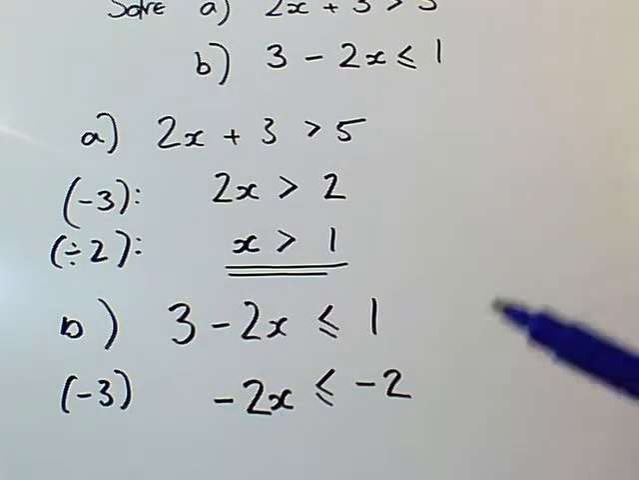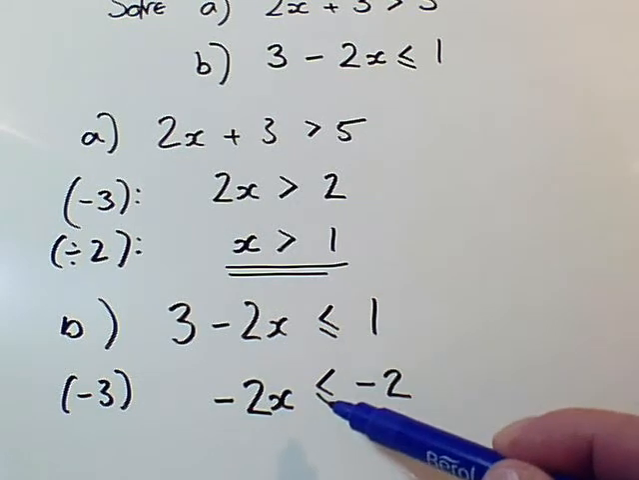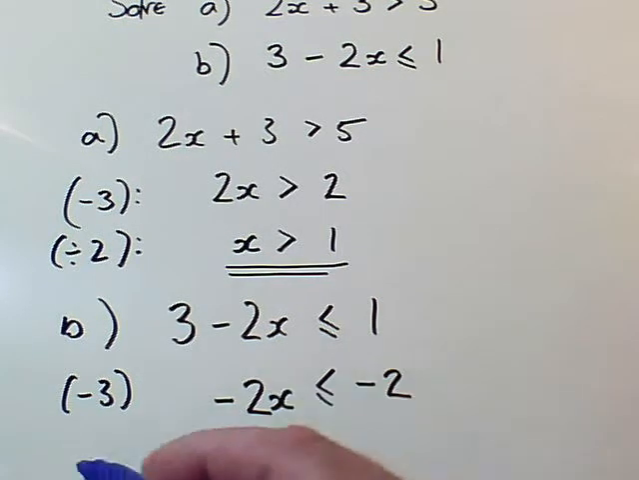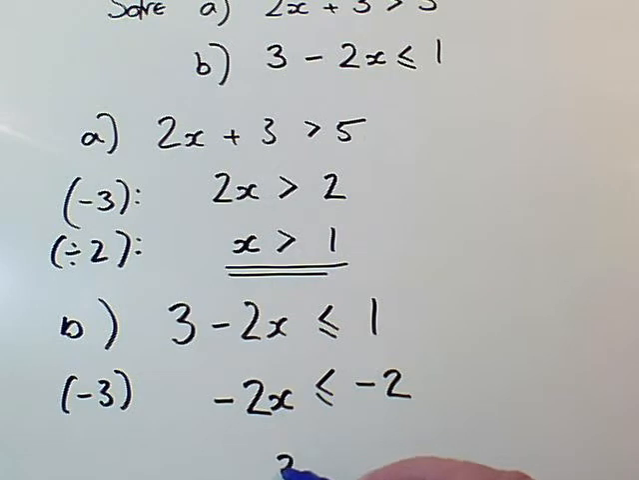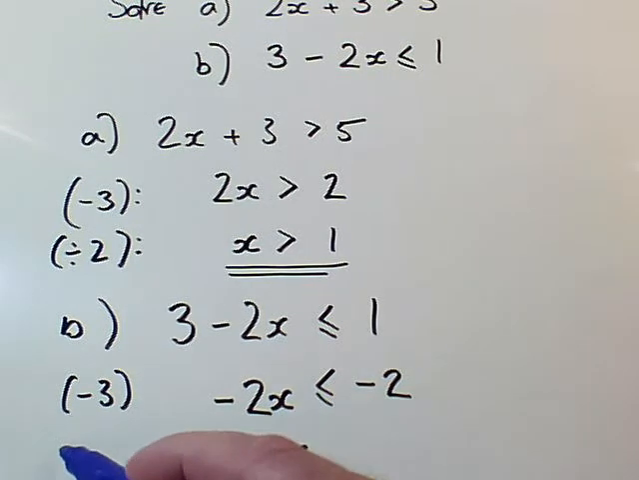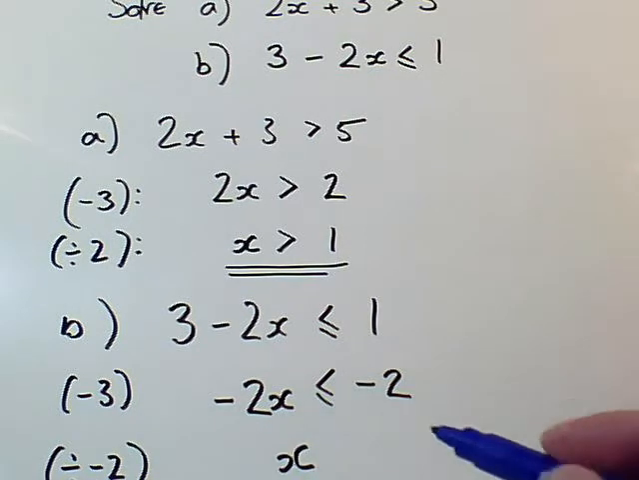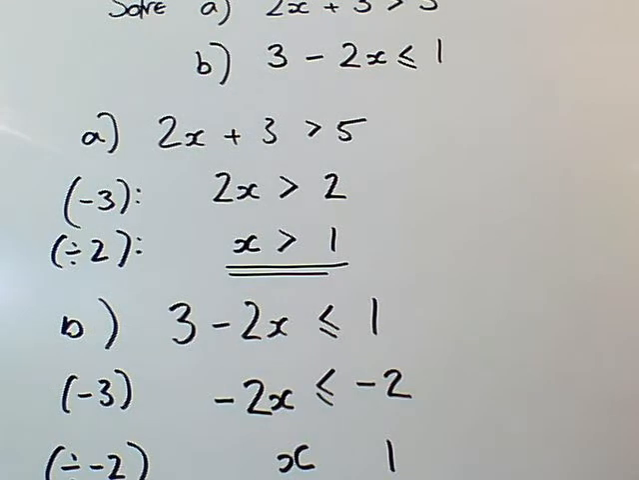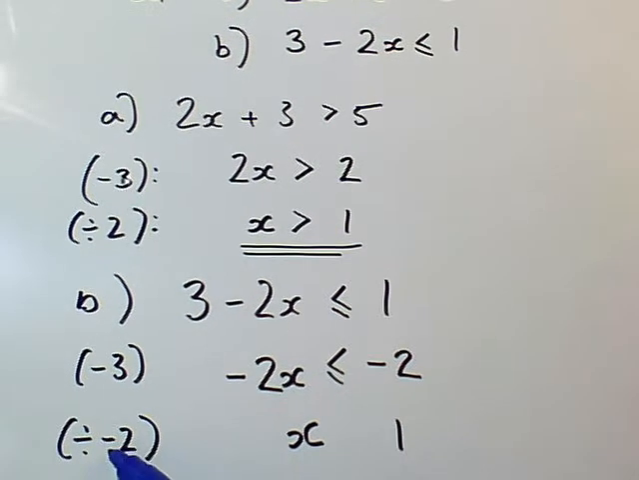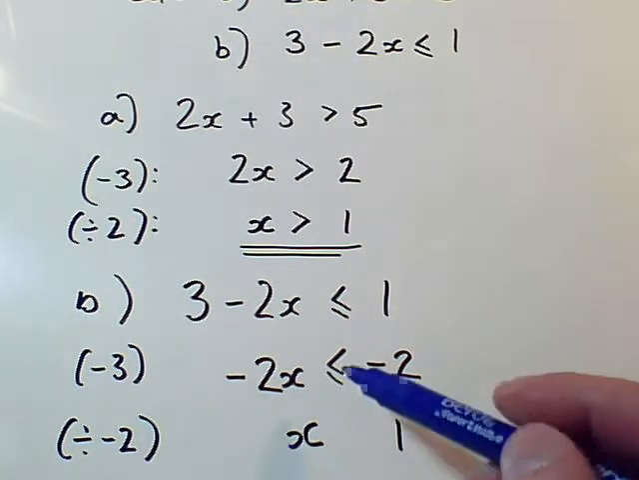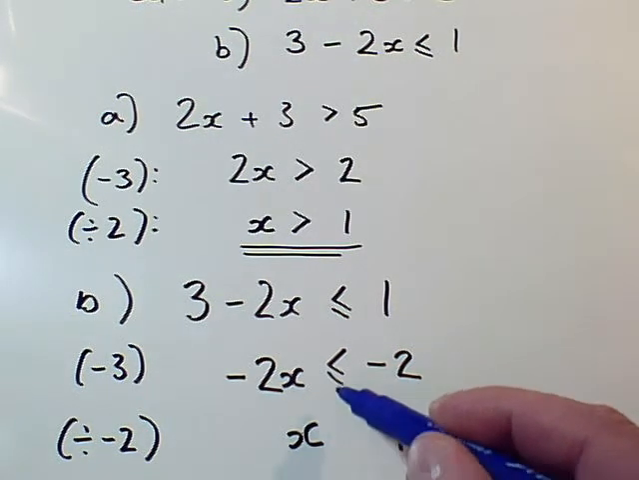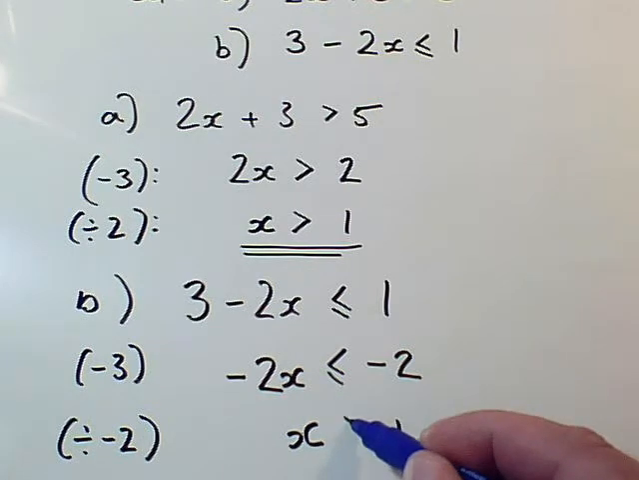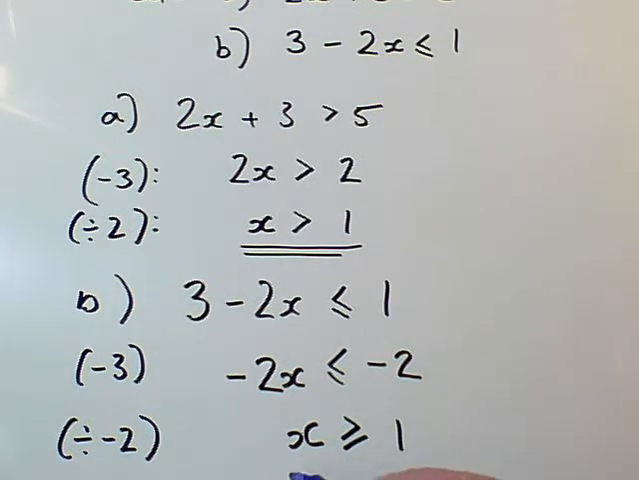Subtracting a number I'm always allowed to do, and I never have to deal with the sign. But now I want the minus 2 to go away, so I want to end up with just x here. In order to make that happen, I've got to divide by, this time, minus 2. So on the other side, minus 2 divided by minus 2 will be plus 1. But multiplication or division by a negative number in an inequality is when you have to flip the sign. So the less than or equal to sign becomes a greater than or equal to sign, and this is my answer.